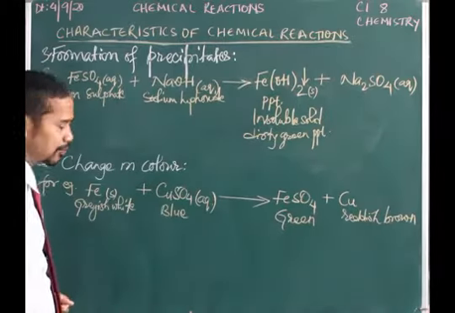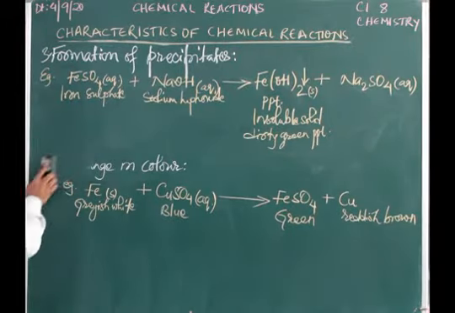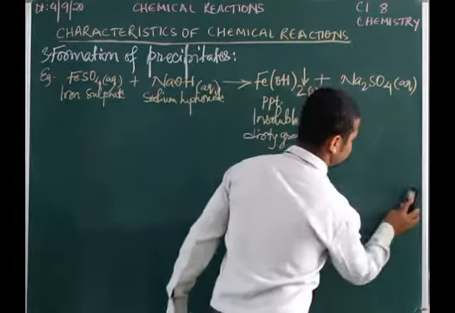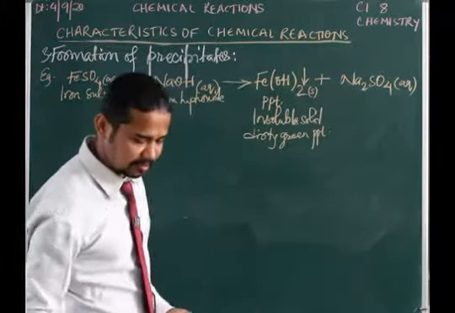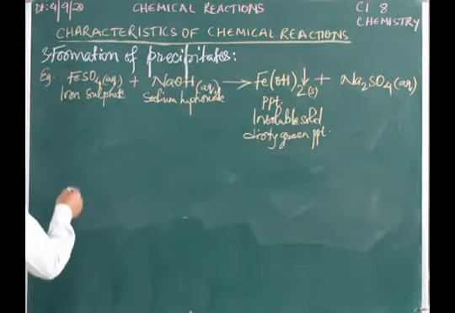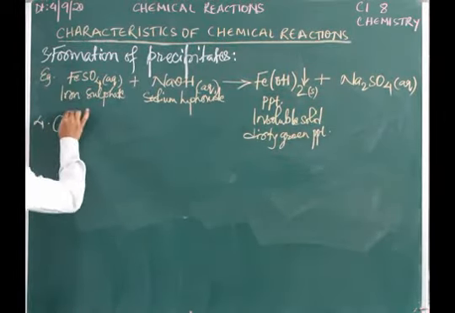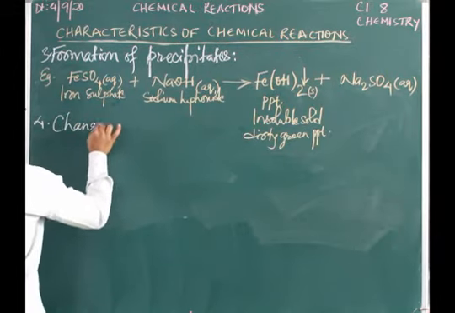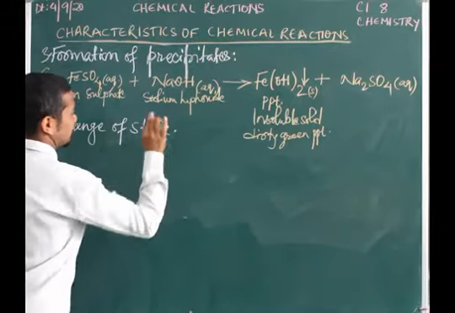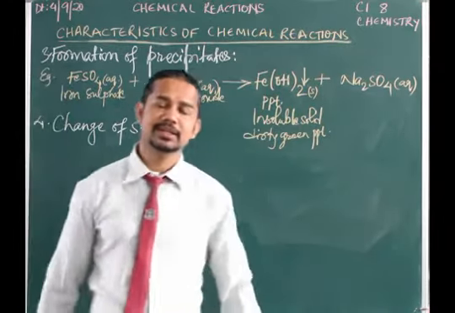Now there are a few more examples you can go through. Then number 4, how to know a chemical reaction has taken place. Number 4 is change of state. Physical state, I mean to say.